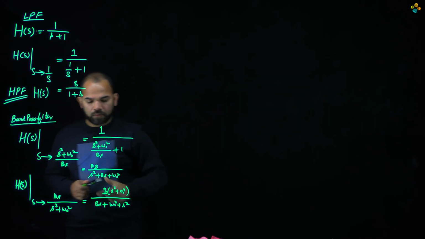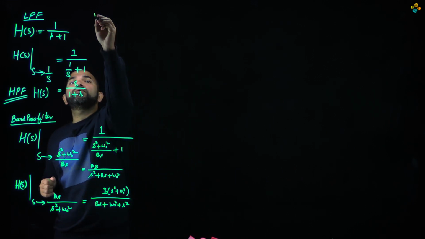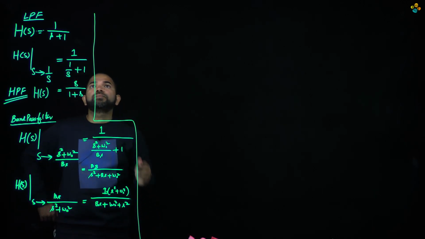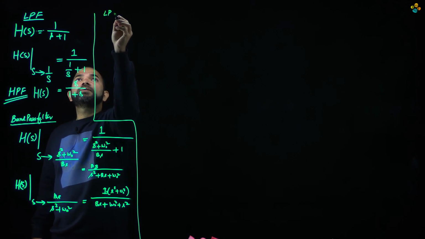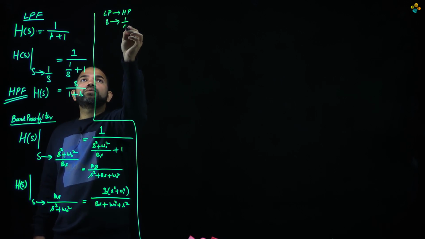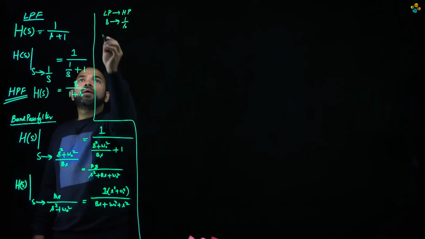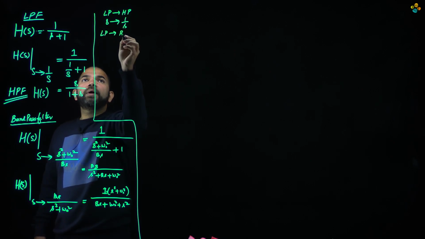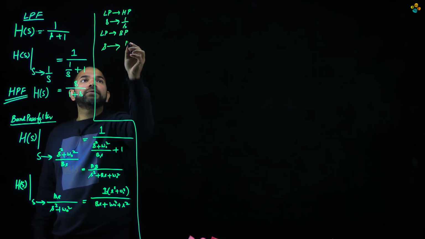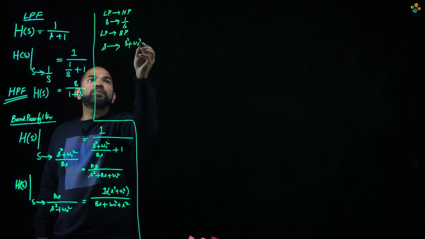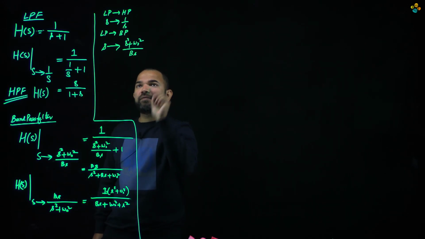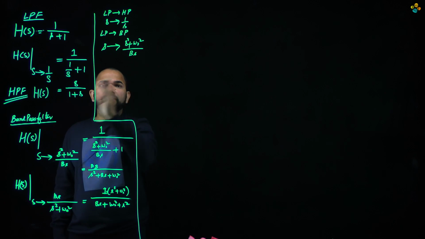As a takeaway, what we need to change when we are converting a low pass filter to a high pass filter. So for low pass to high pass, we just transform S to 1 by S. When low pass to band pass, we have translated S to BS divided by S square plus omega square. So omega naught square is the center frequency and B is the bandwidth, so is the cutoff frequency 1 and 2.